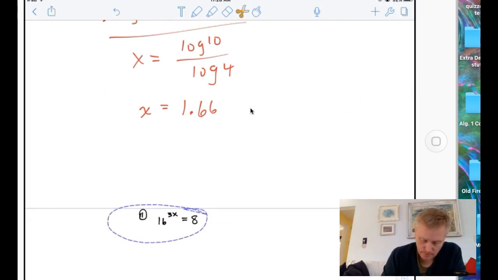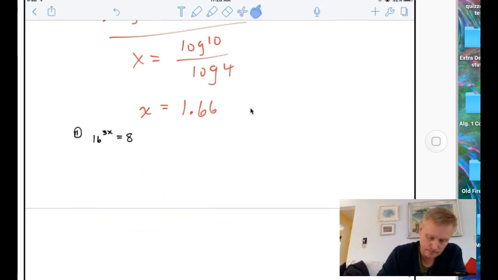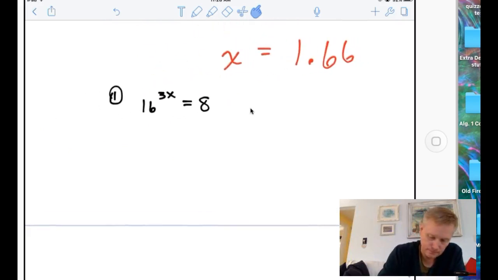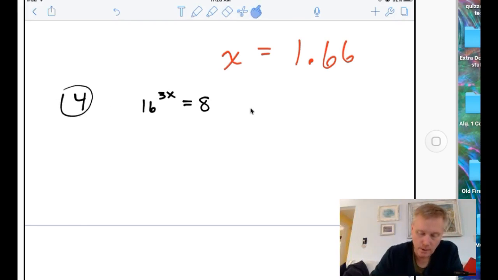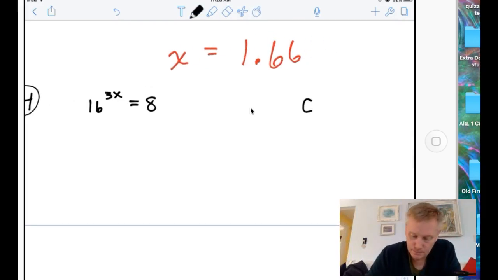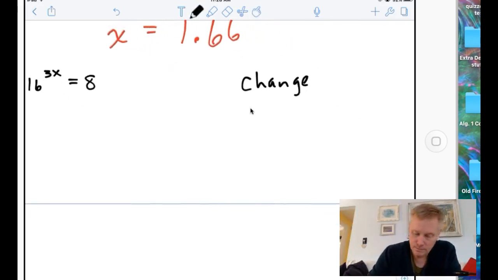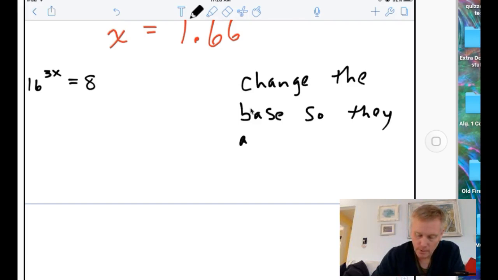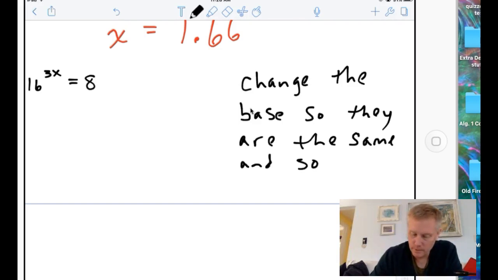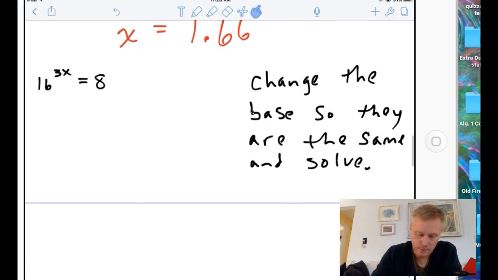That should be strategy 4. I knew there was a fourth one. Change of base. So they are the same. And solve. Good, I can make this even better.